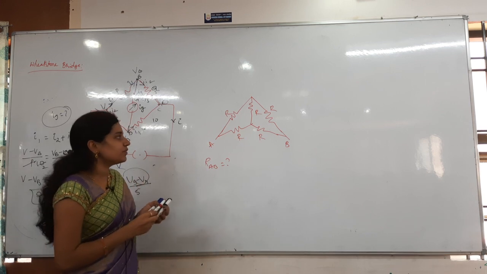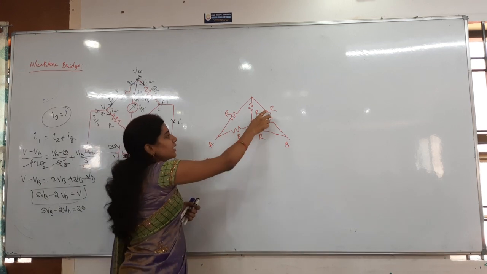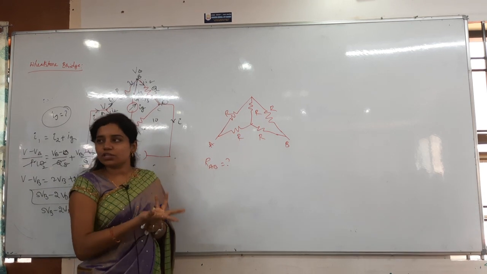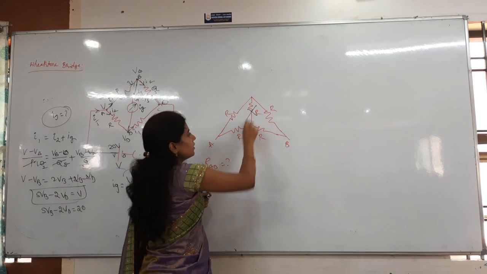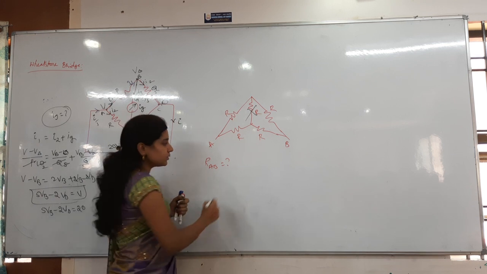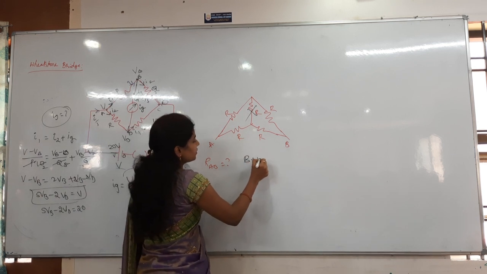So what can I say in the Wheatstone bridge? P by Q is exactly equal to how much? R by S. Both are balanced. So I can remove the middle one. This is a balanced Wheatstone bridge.